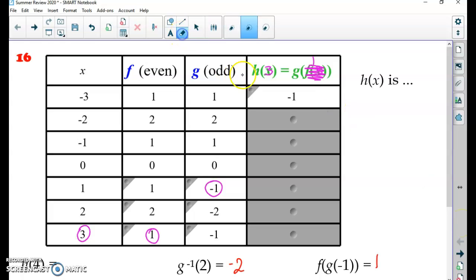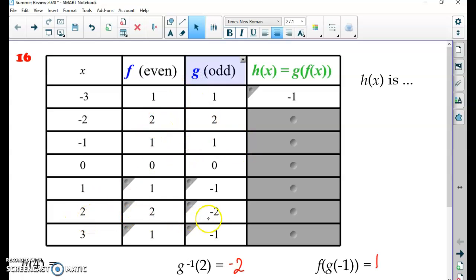Okay? That's the way we have to work all of these. We go basically one part at a time and see what happens as we put numbers in. So if we go to -2, F turns that into a +2, which then becomes our input into G. G of 2 is -2. There's my answer. I'm just going to keep going down that list, following along with the assembly line process, and these are the answers that you will get.